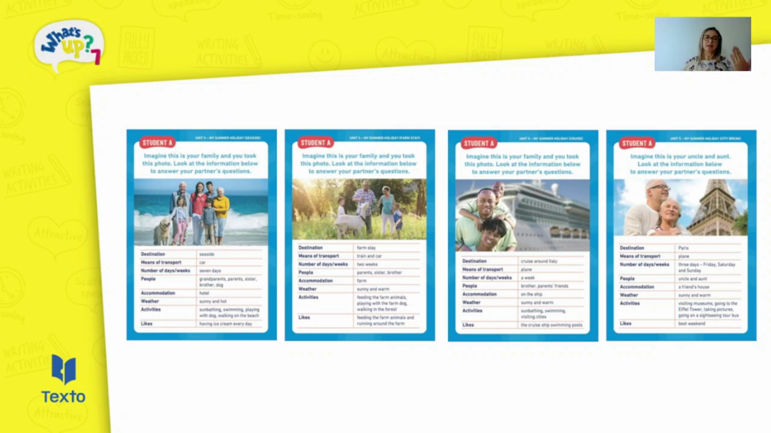So then they start making inferences and trying to guess where these people are, what the weather's like, what type of activities they did there. And only after, you show them the bottom half with this information and they check to see if their answers were correct or even close.